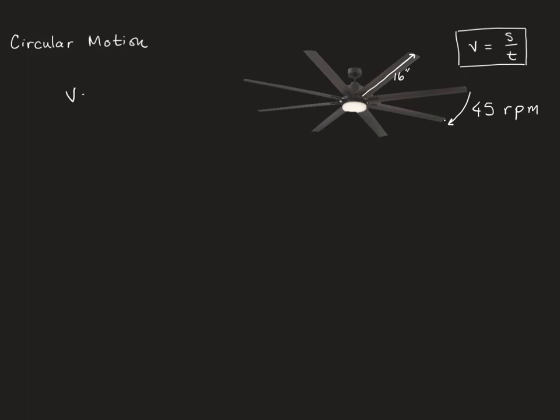Our formula for this is v equals s over t. V stands for velocity, which is basically speed. S stands for the arc length traveled, and t stands for time, the amount of time that's passed. We're looking for v, velocity, and we have our arc length s and our t, but they're not quite ready to plug into the formula yet. Recall that s is equal to r times theta, as long as theta is in radians.